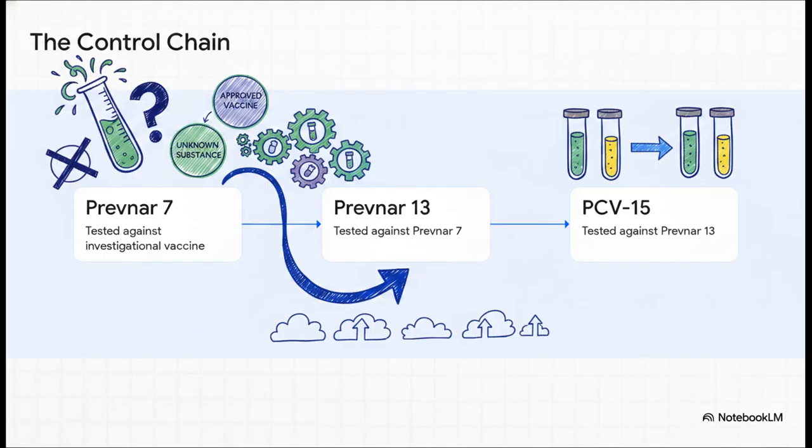Let's trace how this testing methodology actually compounds over time. It's kind of like a chain reaction, and the pneumococcal vaccines illustrate this brilliantly. Step 1. Prevnar 7 was licensed based on a trial where the control group received an investigational meningococcal vaccine, meaning they got an unapproved experimental vaccine, not a placebo. Step 2, when Prevnar 13 was developed, it was tested against Prevnar 7. Step 3, when PCV15 was developed, it was tested against Prevnar 13.